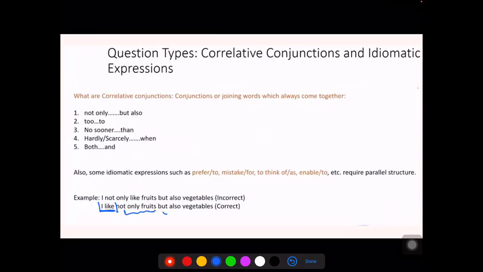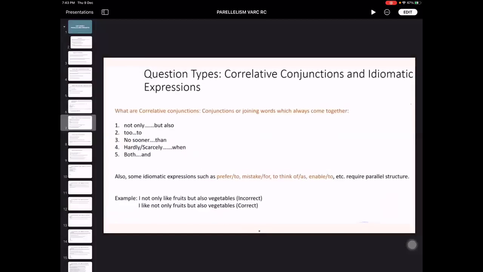Not only fruits, but also vegetables. So that means the word refers to fruits as well as vegetables. So this is how we make our sentences. All right, and this kind of thing you have to find out in parallel structure. So Shreya, is this concept clear? Yes, ma'am. Good. So let's come to the other slide.